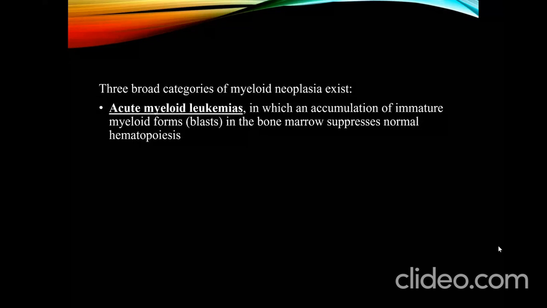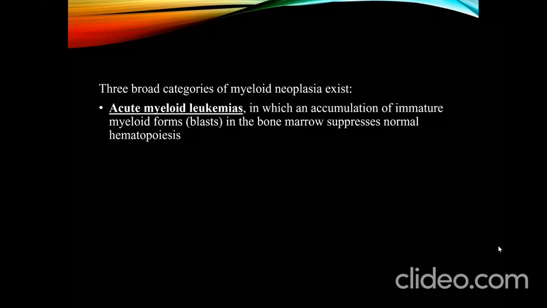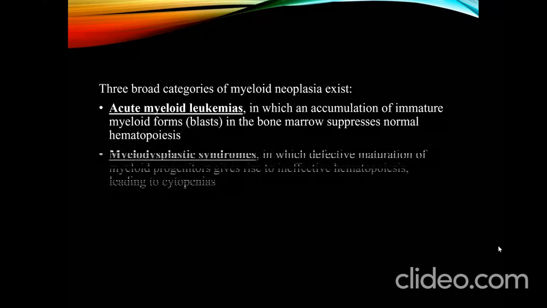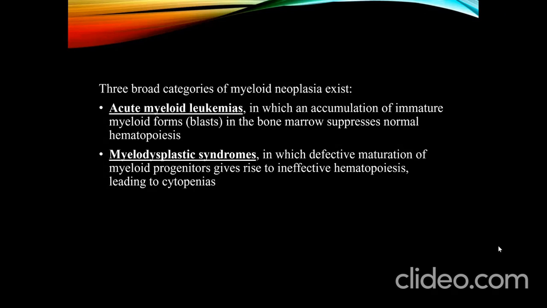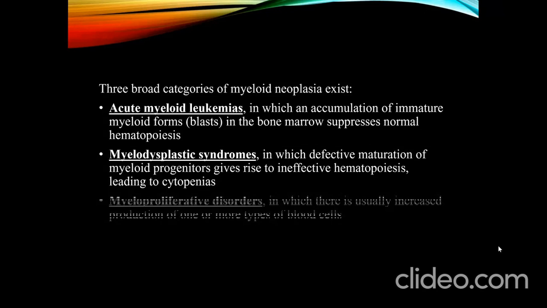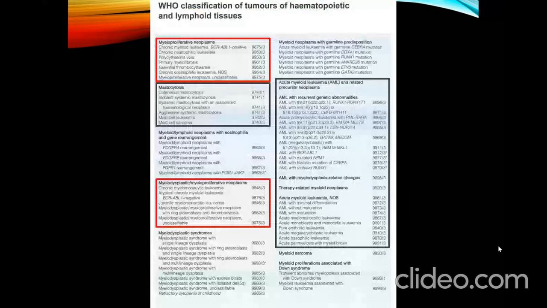They include acute myeloid leukemias, in which an accumulation of immature myeloid forms, specifically blasts, in the bone marrow suppresses normal hematopoiesis. Then it includes myelodysplastic syndromes, in which defective maturation of myeloid progenitors gives rise to ineffective hematopoiesis leading to cytopenias. And lastly, we have the topic of our seminar today, that is myeloproliferative disorders, in which there is usually increased production of one or more types of blood cells.